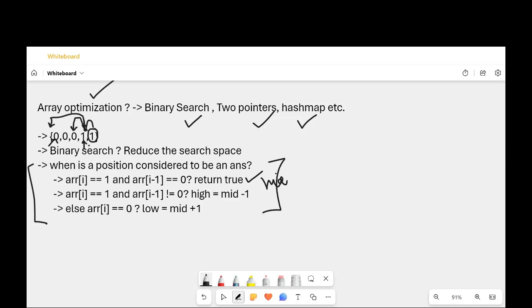So if we encounter any one, we have to check if its i minus 1th element is equal to 0. If it is equal to 0, that means that particular one is a transition point. If it is not equal to 0, we have to reduce the search space and search on our left hand side. But what if we have an element which is equal to 0? Let's say we get a mid that is equal to 0. In that case we know that we have to go towards the right hand side. Why? Because since this array is sorted, and we are encountering a 0 and need to find a 1, obviously we have to find it on our right hand side. So we will be using this particular approach.